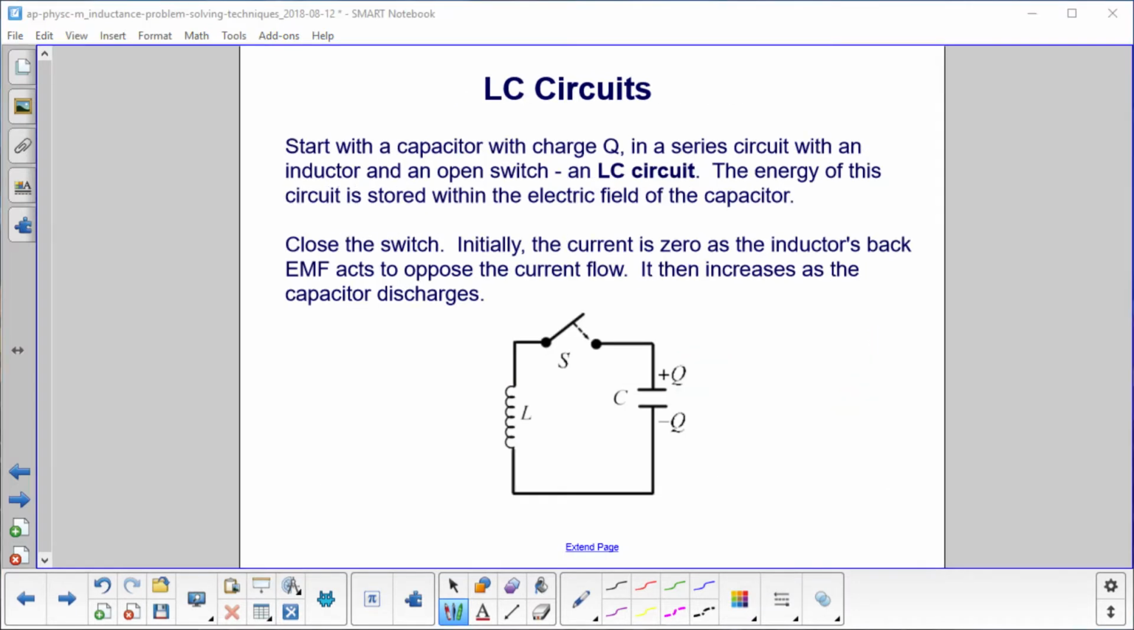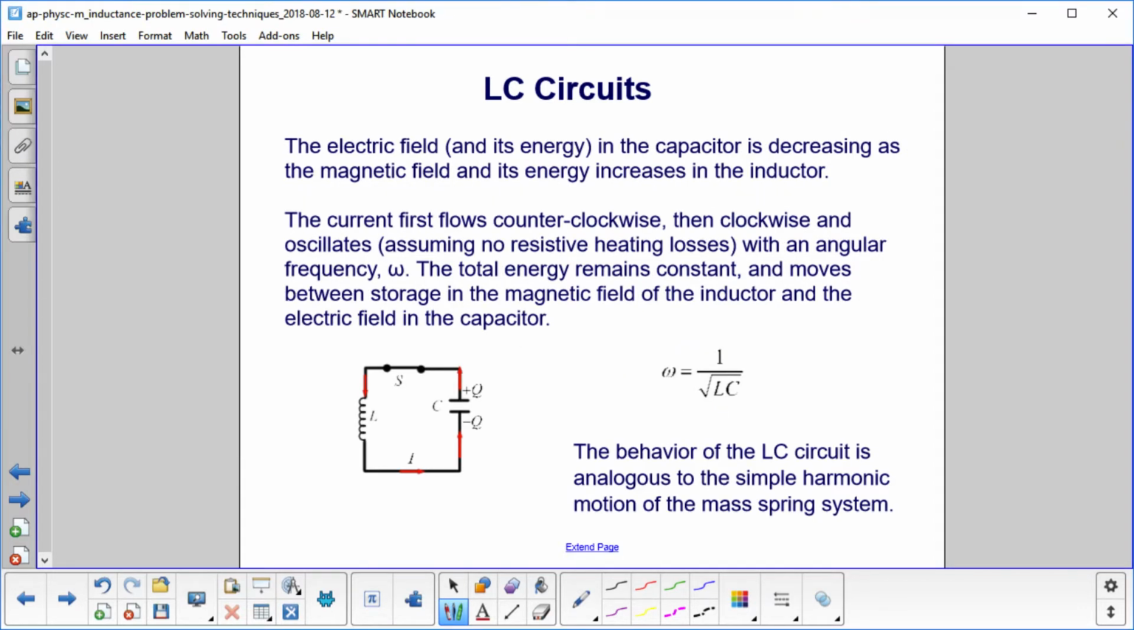Start with the capacitor with charge Q in a series circuit with an inductor and an open switch. That's an LC circuit. The energy of the circuit is stored within the electric field of the capacitor. Close the switch. Initially, the current is 0 as the inductor's back EMF acts to oppose the current flow. It then increases as the capacitor discharges.